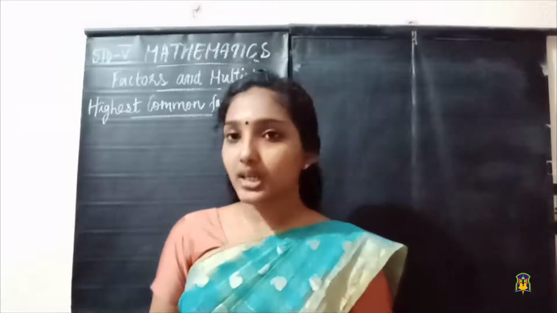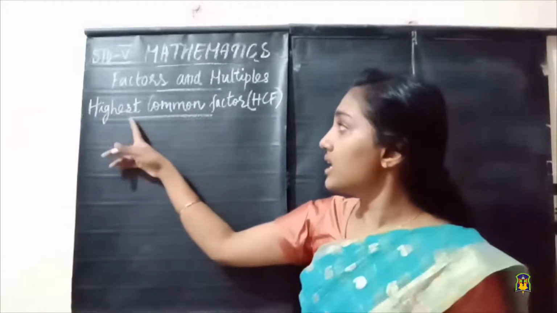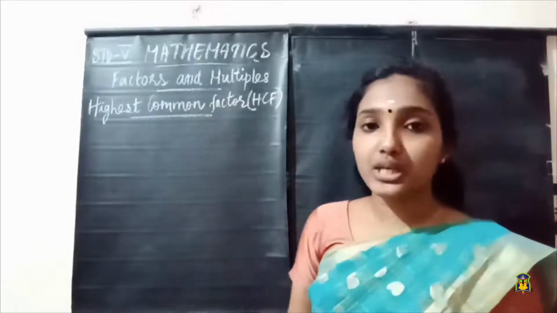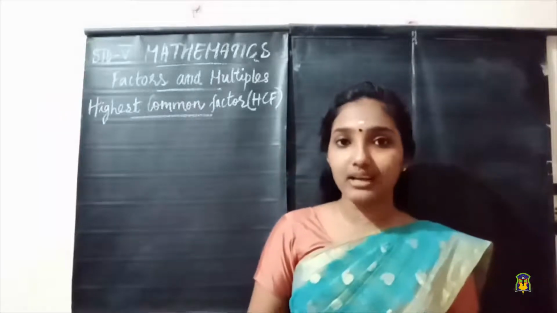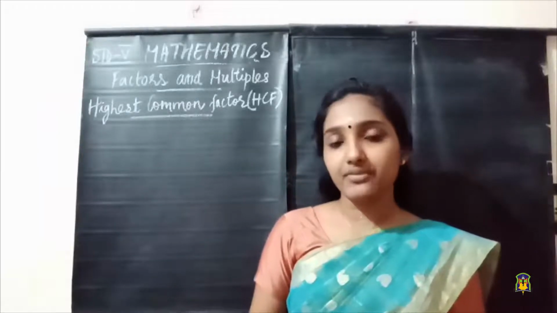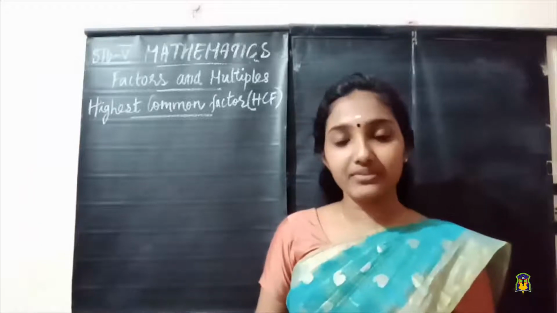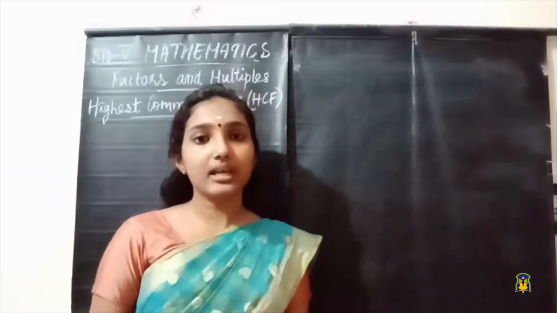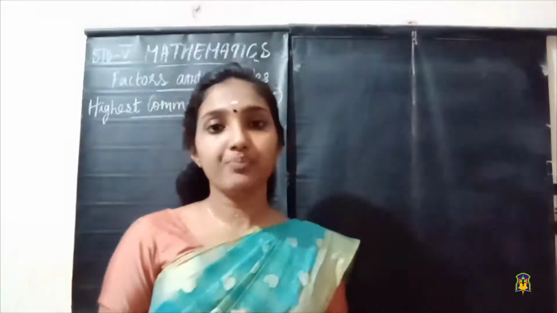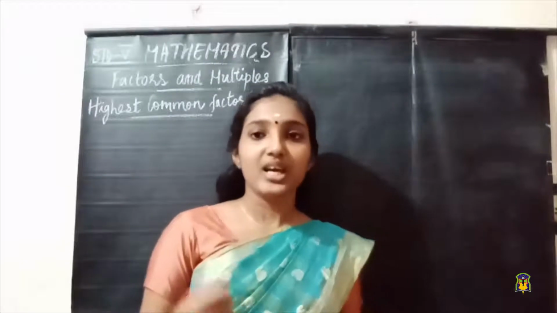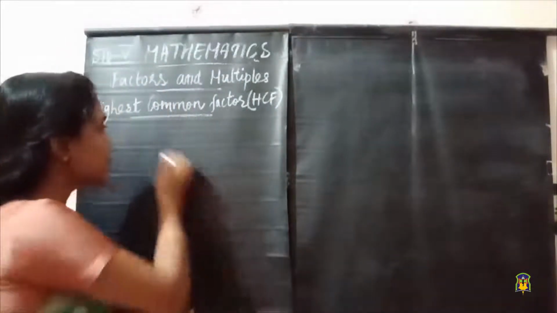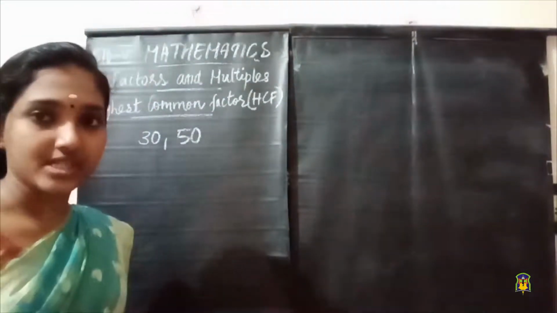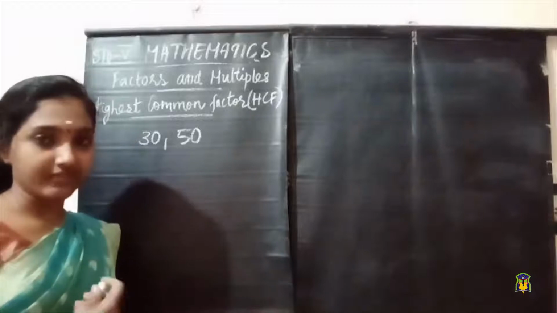Okay, so here you can see it is the highest common factor. So first, when two numbers are given, we will find out the factors of those numbers, and then from that we will pick out the common factors and we will go for the highest one. Okay, so we will work out one example and then you will be clear how to find the highest common factor. Here we are given two numbers, 30 and 50. So we have to find the HCF of 30 and 50.